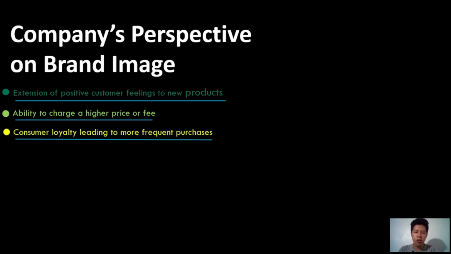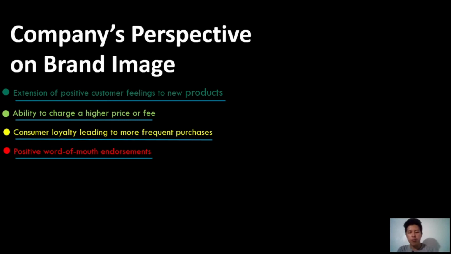Next is customer or consumer loyalty, leading to more frequent purchases. If the brand image is something that is an icon in a particular market landscape, there will be consumer loyalty. And consumer loyalty would of course result in frequent purchases.